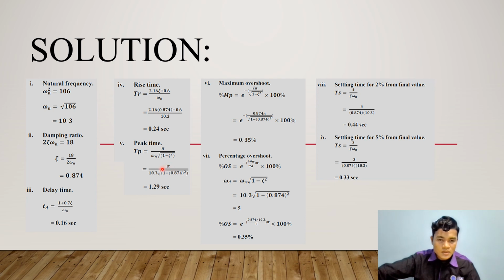Peak time equals pi over natural frequency times square root of 1 minus damping ratio squared. We put it here, then we take the square root. Then we got 1.29 seconds. Maximum overshoot percent Mp equals exponent to the power of negative damping ratio times pi over square root of 1 minus damping ratio squared, then times 100%. Then we got 0.35%.